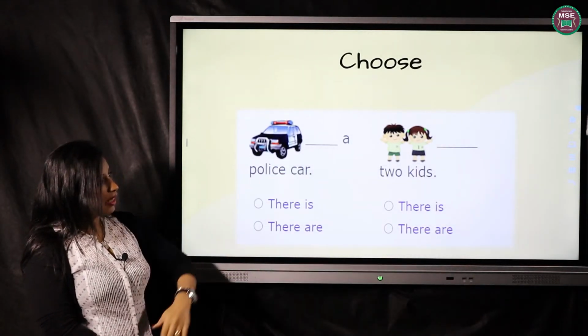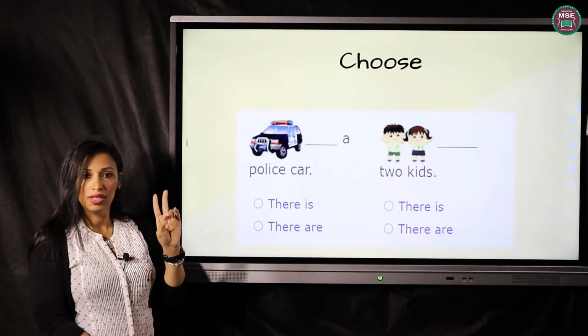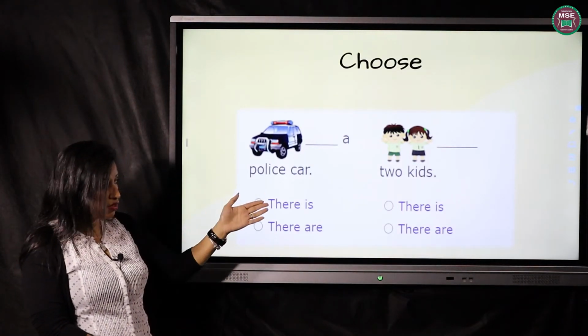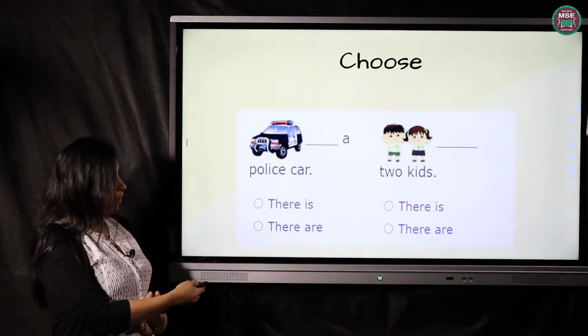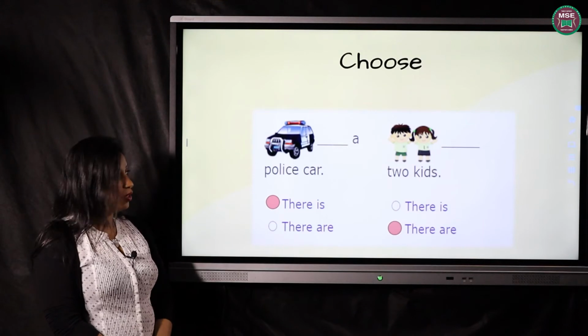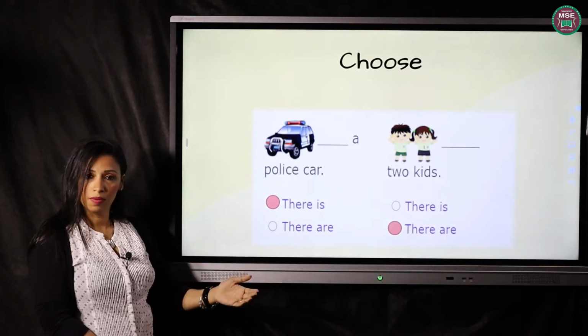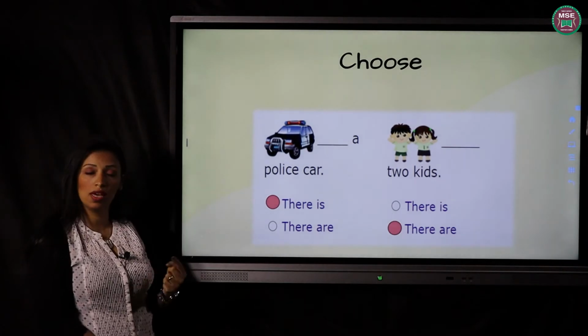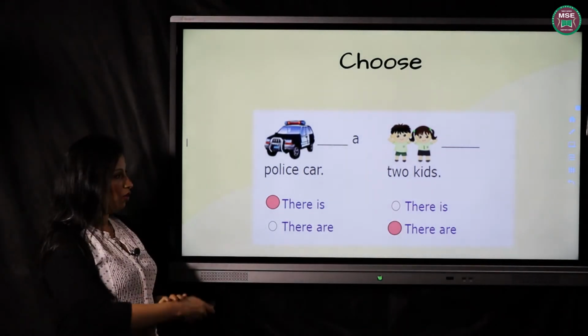Okay, look at the second question. Two kids. We have to start our sentence by using there is or there are. Let's see. There are, because we are talking about more than one person. Okay, and there is a police car because we are talking about one car. Okay?